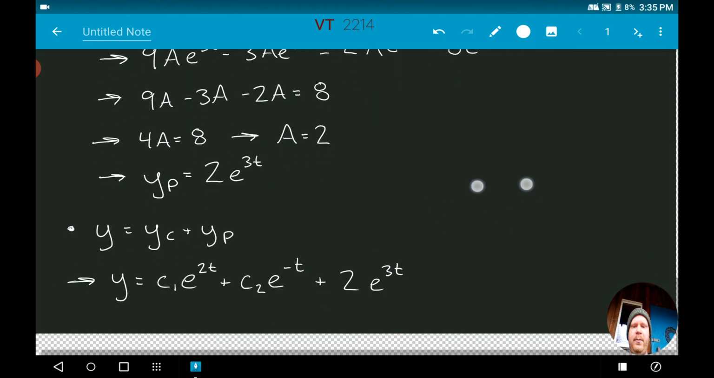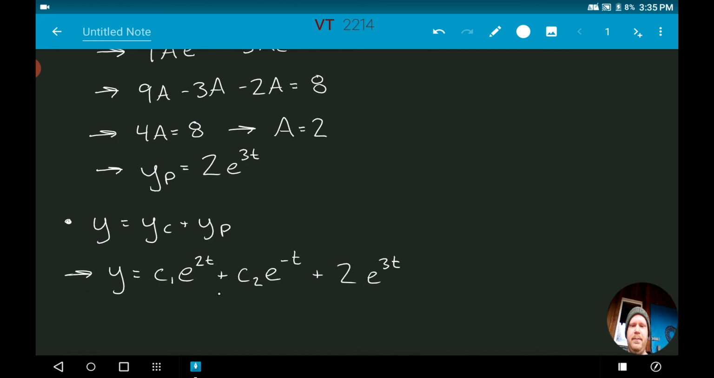But for this problem, this is our general solution. And so that completes the problem. In the next video, I'm going to talk about some of the ways that this can become a more difficult problem, where choosing the form of the particular solution isn't as easy. So we'll see that in the next video.